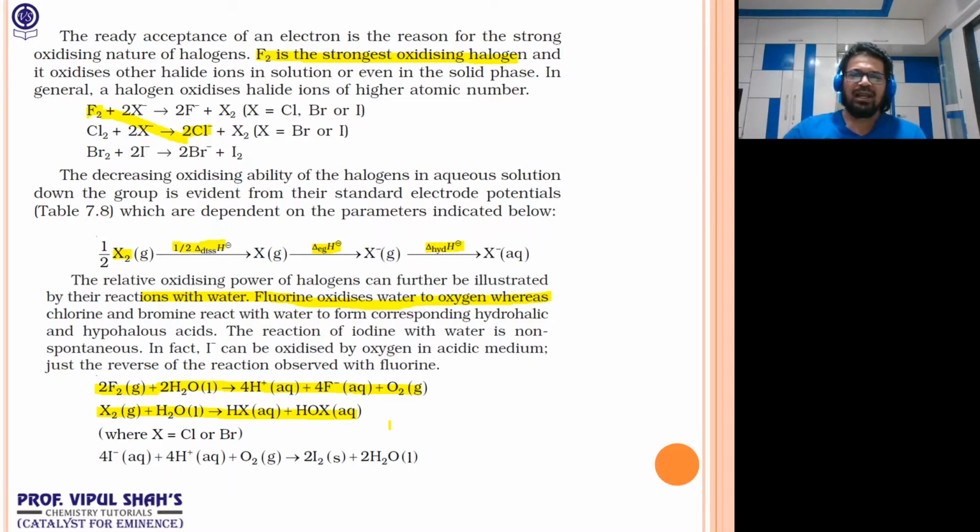Okay, and the last part, about iodine. The reaction of iodine with water is non-spontaneous, meaning it won't happen on its own. In fact, iodide can be oxidized in an acidic medium. So iodide will get oxidized to iodine and H+ ions will get reduced to water. So remember the diagonal rule part, that's an important point. And the summation of 3 enthalpy changes gives us the concept of who's a good oxidizing or reducing agent. Okay, that's one.